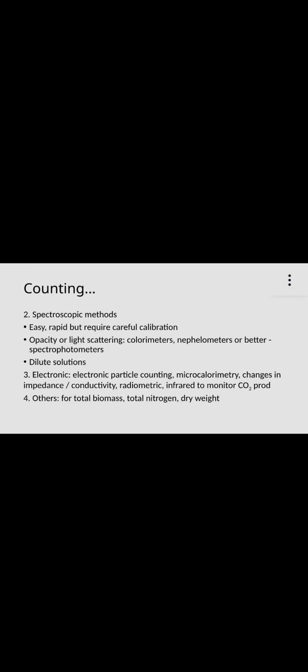These are simply counters that have been made to be able to respond to the presence of a particle. There are all those different ways in which that is achieved. Microcalorimetry. We can measure the change in resistance or conductivity of the solution. We can use radiometric or infrared methods to monitor carbon dioxide production.